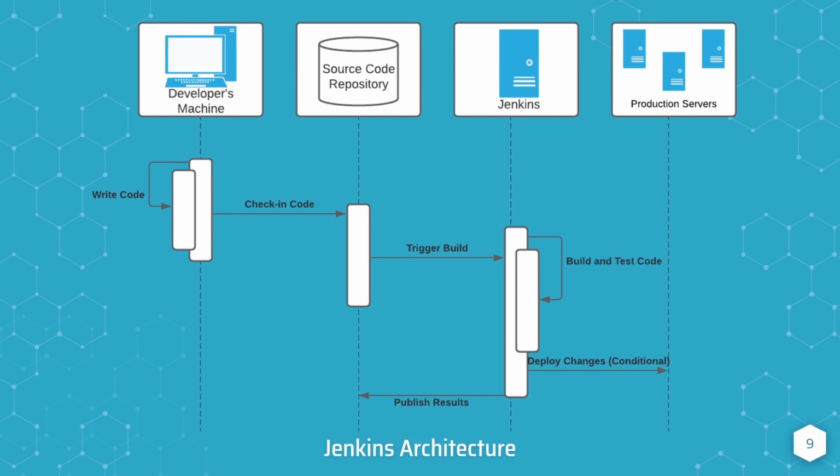When the developer checks in their code to the repository, this should trigger a build in Jenkins. In this diagram, I show the communication going from the source code repository to Jenkins, but this isn't always the case. Sometimes Jenkins is configured to poll the source code repository for new changes, and anytime it detects new changes in a particular repository, that will also trigger a build.